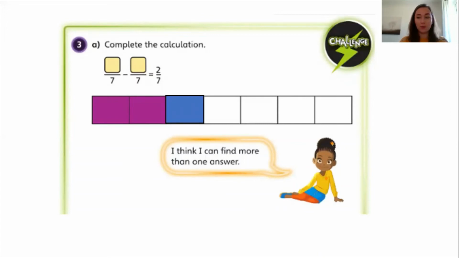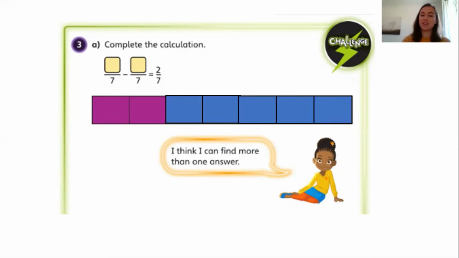Okay, some other possible answers you can have. You could start with 4 sevenths, take away 2 sevenths. 5 sevenths, take away 3 sevenths. 6 sevenths, take away 4 sevenths, or 7 sevenths, take away 5 sevenths. All possible answers that you could have had. Just make sure that your answer will leave you with 2 sevenths. We're not going to go beyond 7 sevenths here. We're still working within fractions within 1.